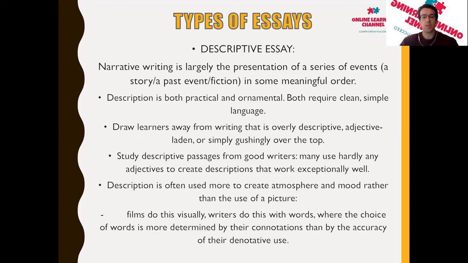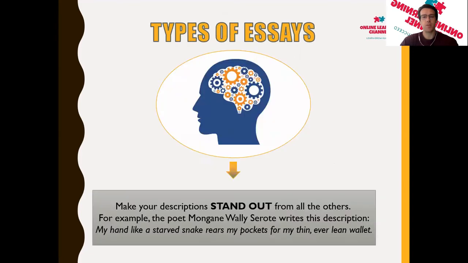Study descriptive passages from good writers. This is a good technique that you could be making use of. Many use hardly any adjectives to describe or create descriptions that work exceptionally well. So this is another study tip essentially that you can make use of. Description is often used more to create atmosphere and mood rather than the use of a picture, for instance. So films especially do this via visual methods. Writers do this with words, where the choice of words is more determined by their connotations than by the accuracy of their denotative use.